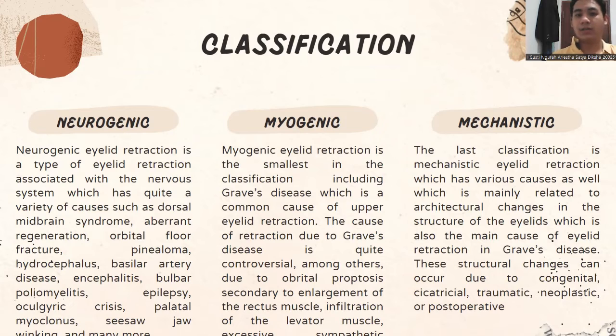Today I will continue about the classification of eyelid retraction. The first is neurogenic. Neurogenic eyelid retraction is a type of eyelid retraction associated with the nervous system, which has quite a variety of causes such as dorsal midbrain syndrome, aberrant degeneration, orbital floor fracture, pinealoma, hydrocephalus, basilar artery disease, encephalitis, bulbar poliomyelitis, epilepsy, oculogyric crisis, palatal myoclonus, seesaw jaw winking, and many more. That's all about the neurogenic eyelid retraction.